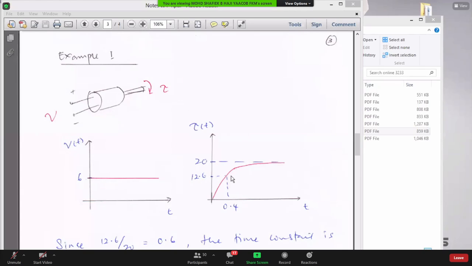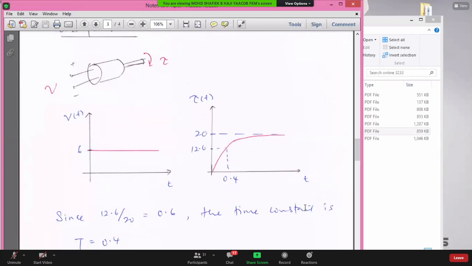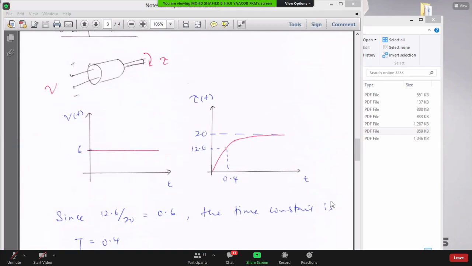So this is what I get. The final value is 20 Newton centimeter. It takes 0.4 seconds to reach 12.6. So basically, this is a first order response. And then, luckily, most of the time you are not that lucky, but here we are lucky enough. So we might actually need to use this one day.